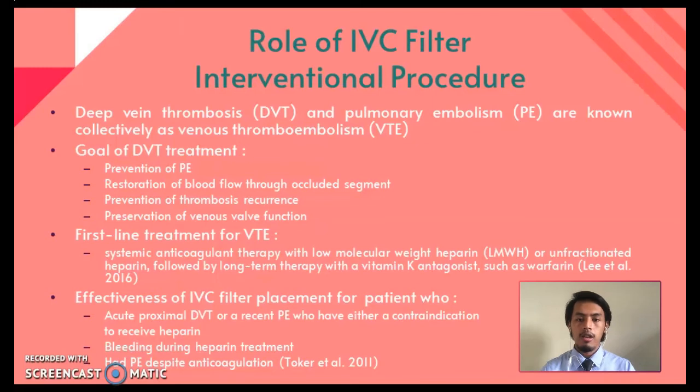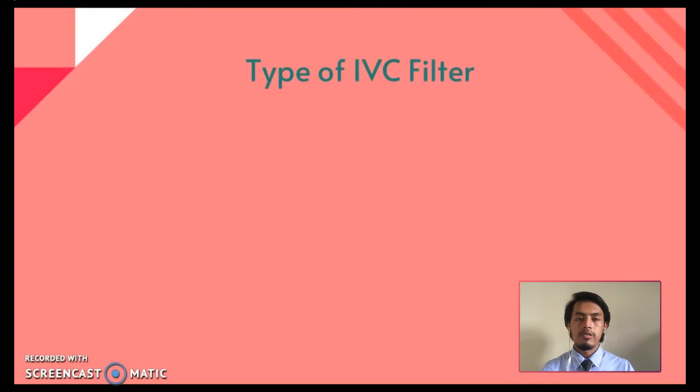The effectiveness of a filter in the prevention of pulmonary embolism in patients with proximal DVT has been well established. Traditionally, these filters have been placed in patients with acute proximal DVT or a recent pulmonary embolism who have either a contraindication to receive heparin, or who had bleeding during heparin treatment, or who have had a PE despite anticoagulation. So basically, the filter is divided into two types, which are the permanent filter and the retrievable filter.